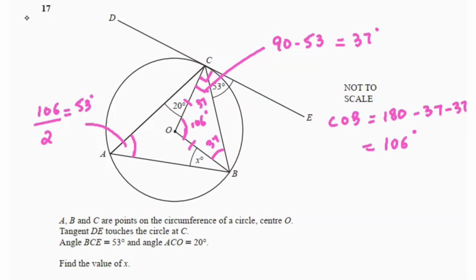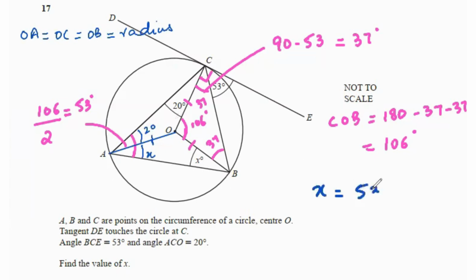Now, if we divide this, we can see that we have two triangles. And once again, the lengths are equal because OA is also the radius. OA equals OC equals OB because they're all the radius, which means this angle is going to be X and this angle is going to be 20. So easy way out, for X we do 53 minus 20, which is 33. That is your answer.